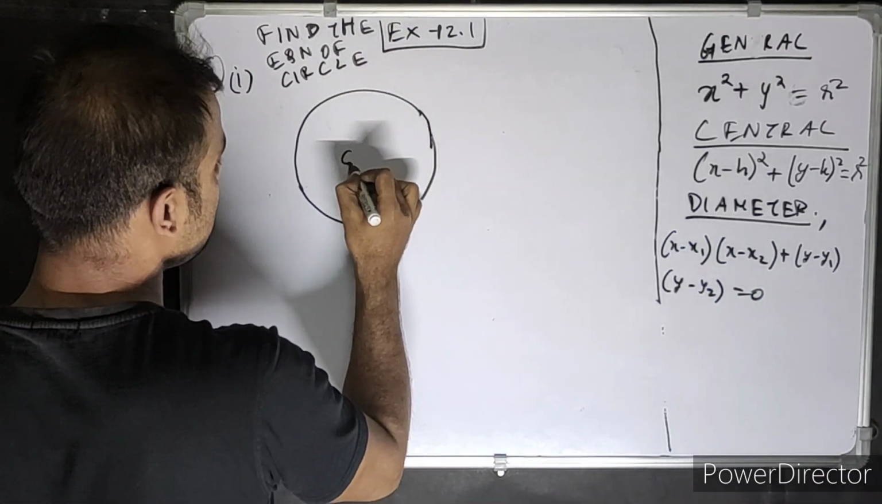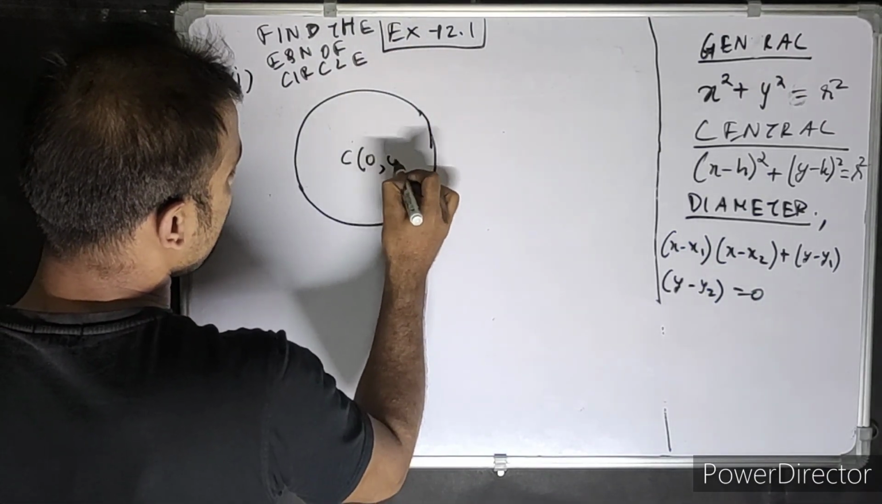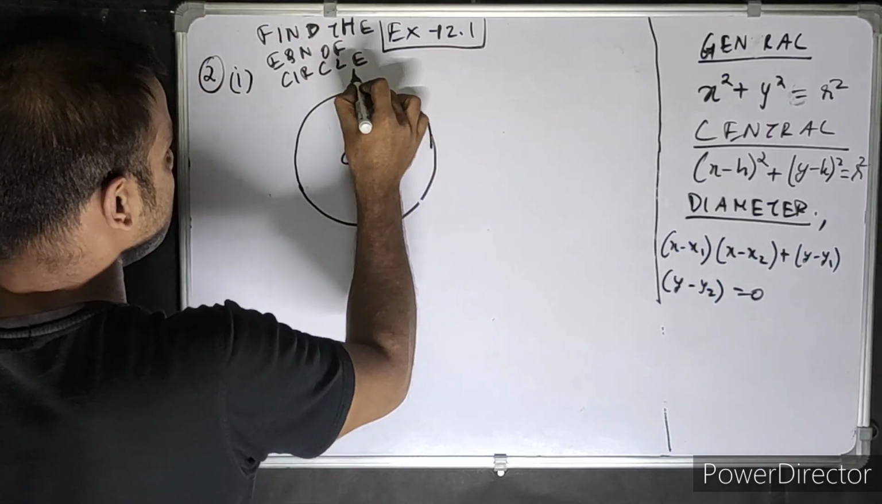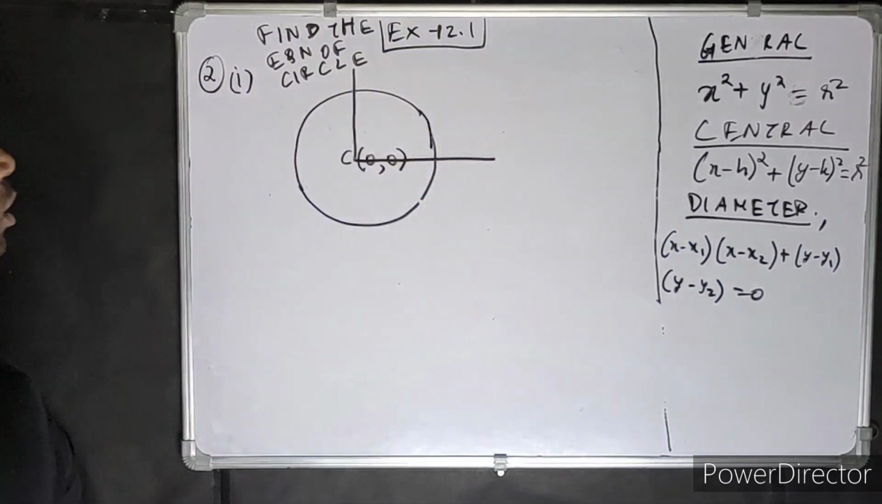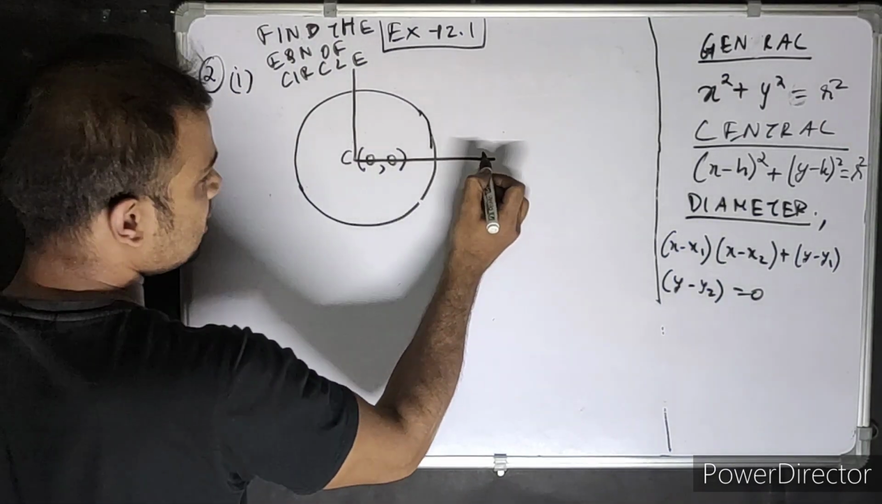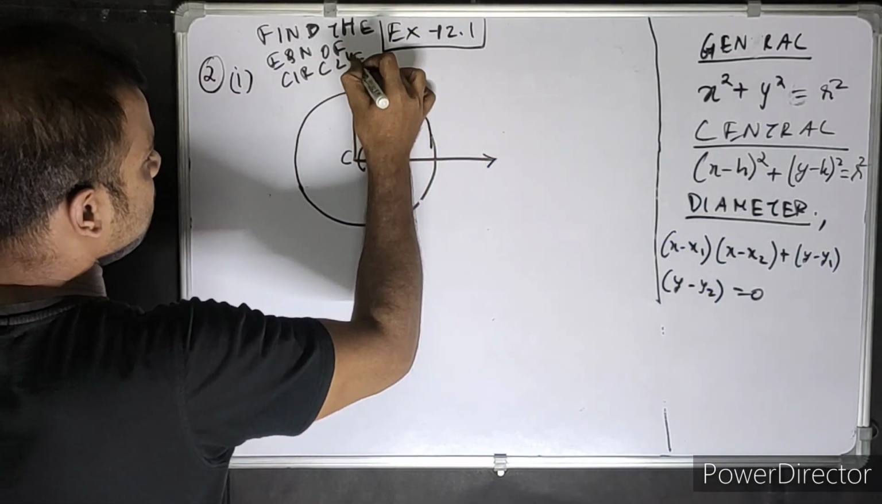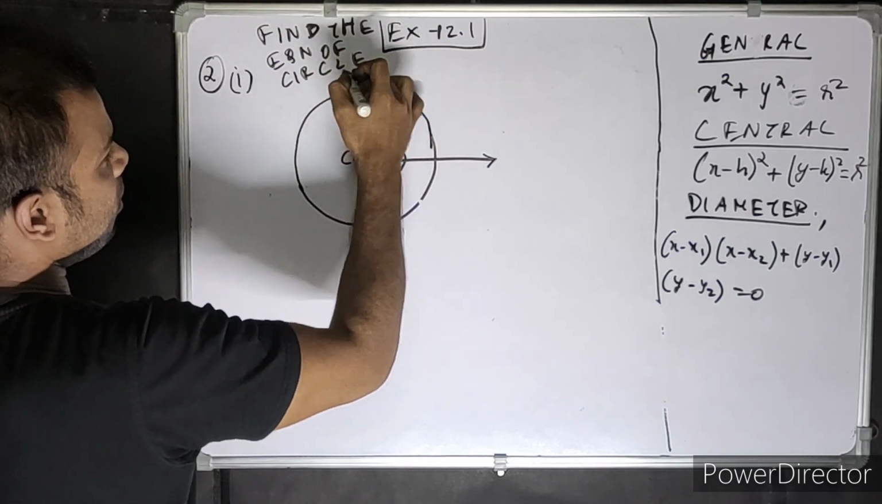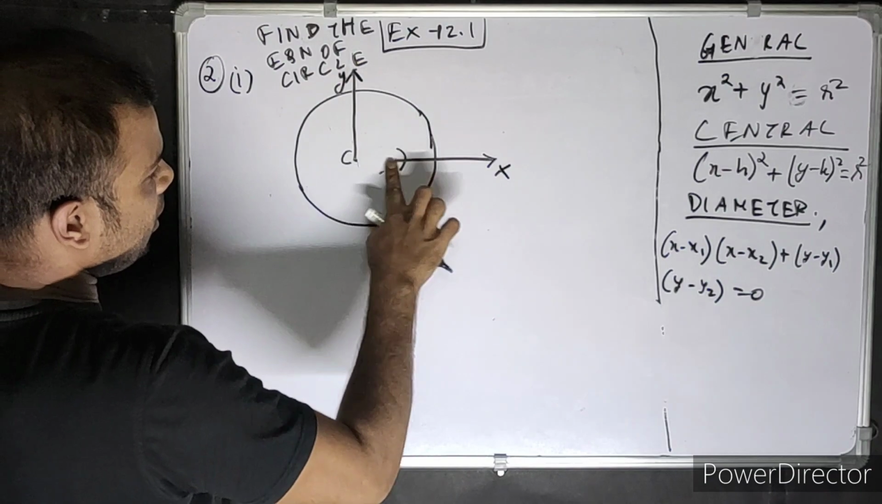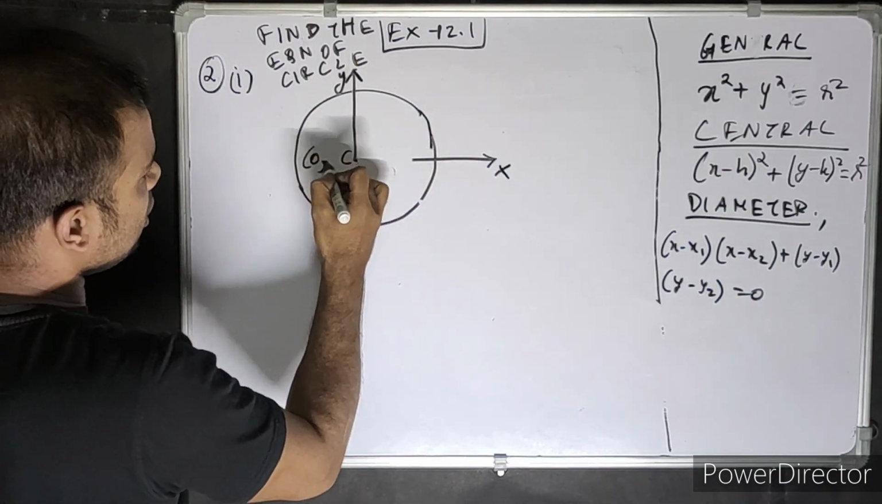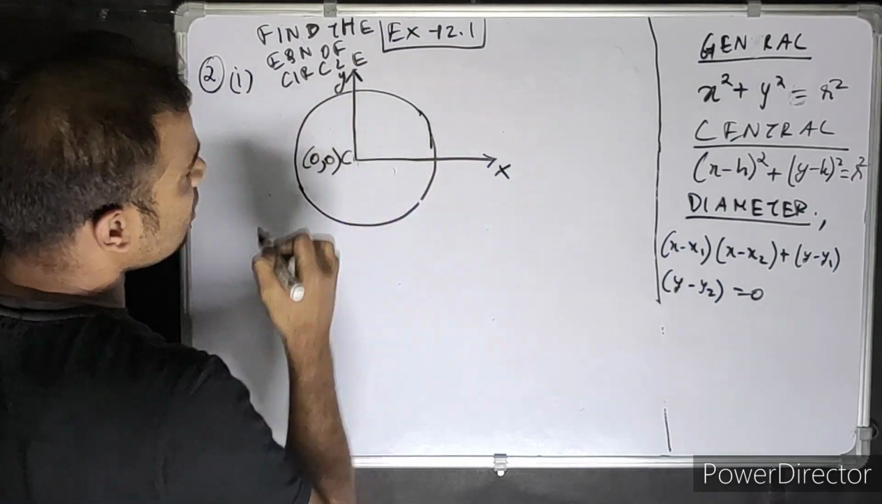Whose center C is in the origin 0 comma 0. Okay, this is the origin, say. This is the x-axis and this is the y-axis. Okay, this is y, this is x, and the center is the origin. Understand? Center is the origin.